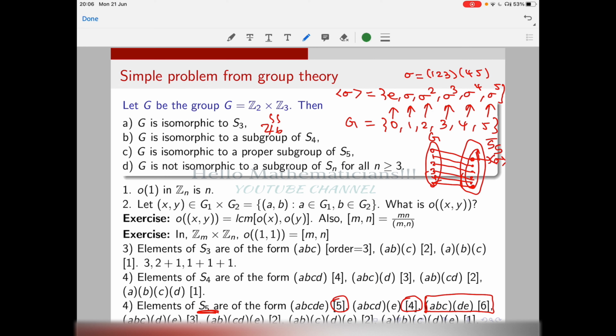So therefore the first option is wrong, the second option is wrong, we saw. Now C, that G is isomorphic to a proper subgroup of S5, is correct, because there is an element of order 6 inside S5 and the subgroup generated by that element is isomorphic to Z6. Now obviously the fourth option is wrong because they are saying G is not isomorphic to a subgroup of S_n for all n greater than or equal to 3. That is not correct. We just saw that it is isomorphic to a subgroup of S5. Therefore the fourth option is wrong.